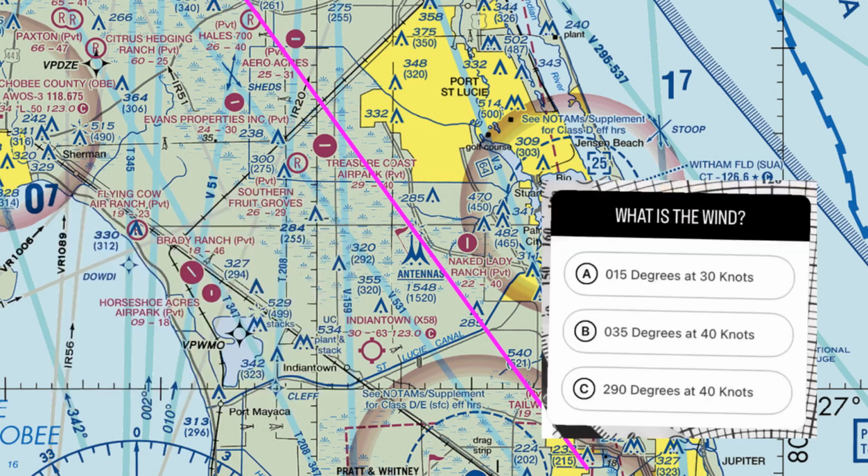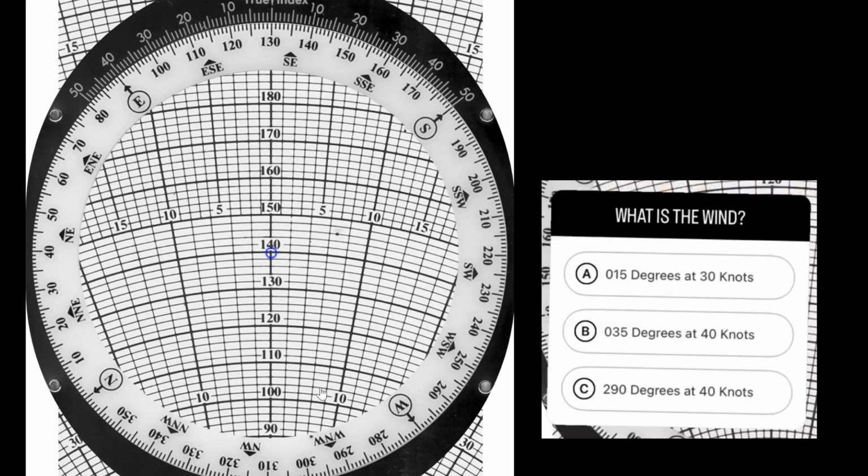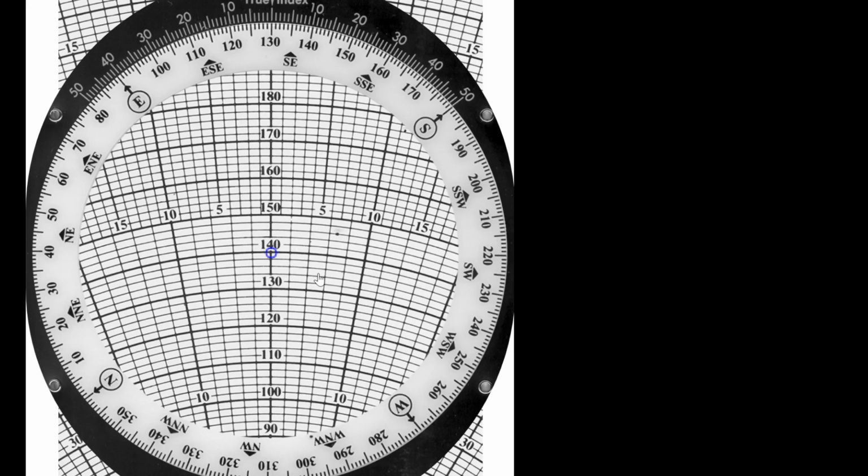015 degrees at 30 knots, B. 035 degrees at 40 knots, or C. 290 degrees at 40 knots. Select the right answer to prove your worthiness as an NDB-loving, steam-gauging, tail-dragger-following fossil of flight.